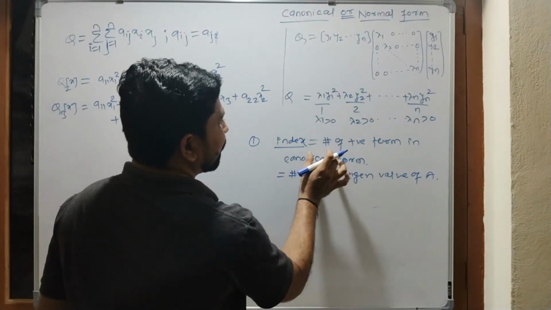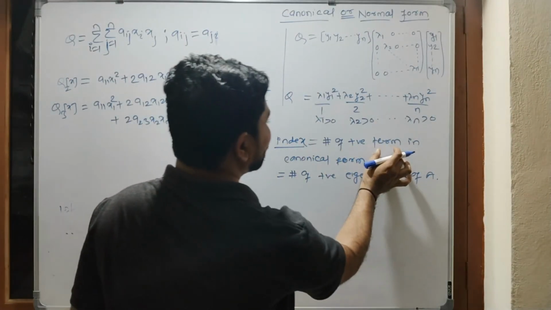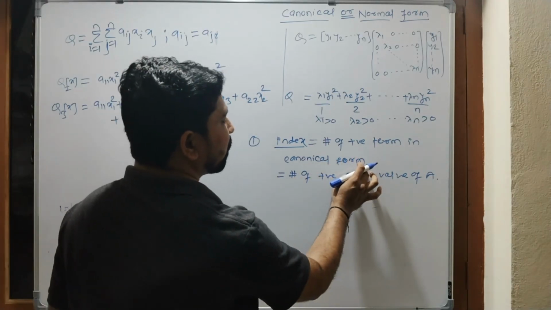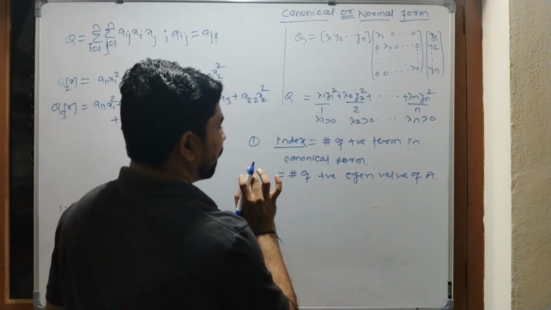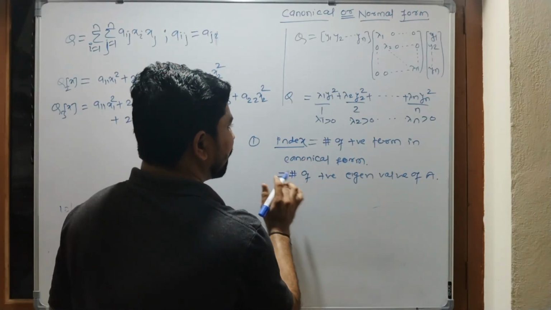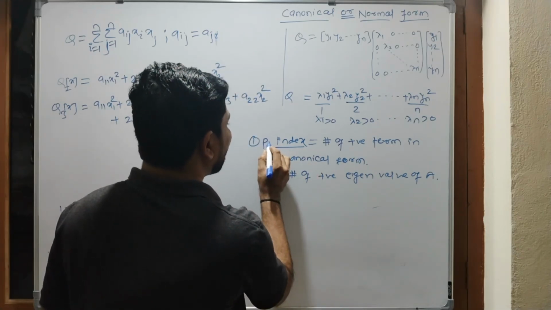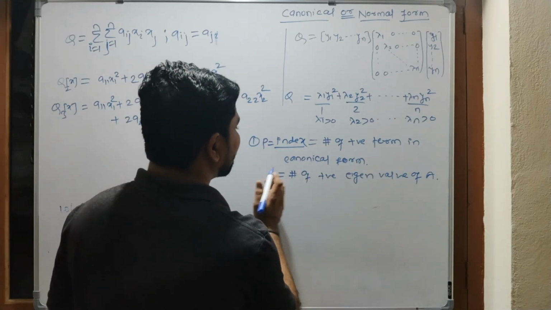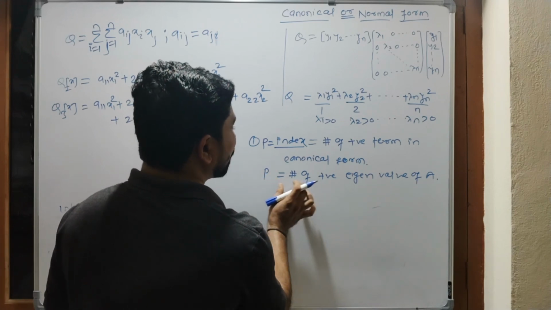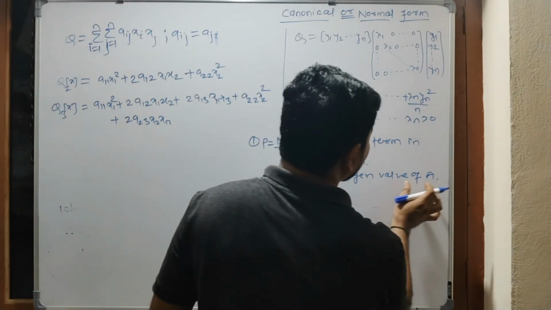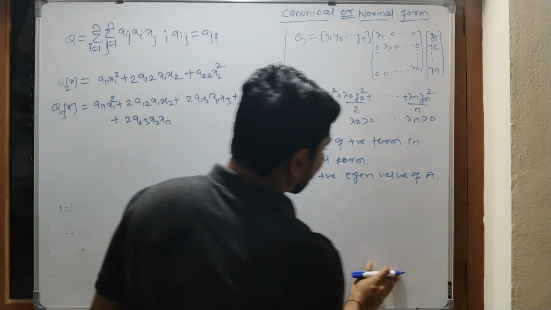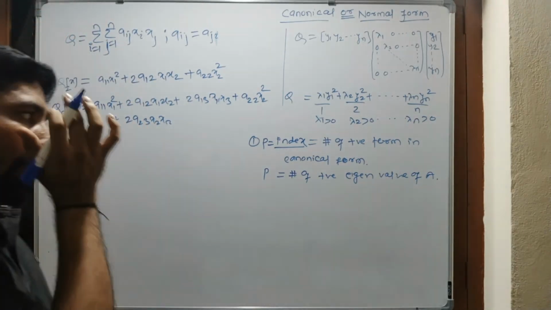So the index, the number of positive terms in canonical form or normal form or square form, is the same as this. It is denoted by P. Here index is denoted by P. So therefore P equals the number of positive eigenvalues of A, where A is the coefficient matrix corresponding to the quadratic form Q.